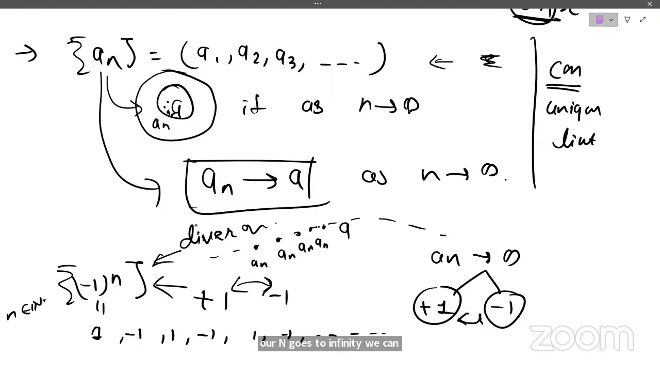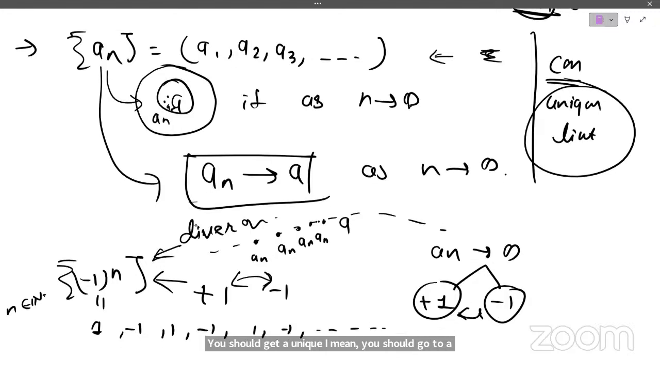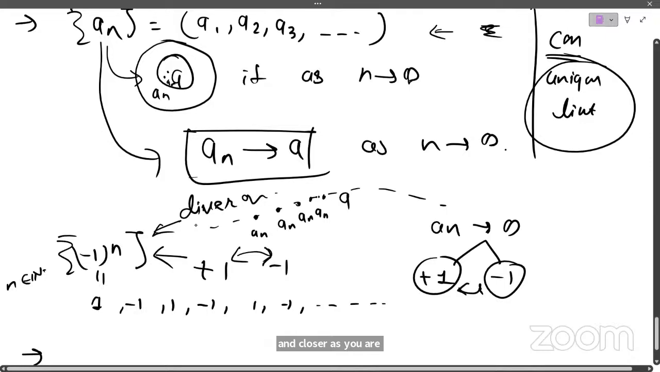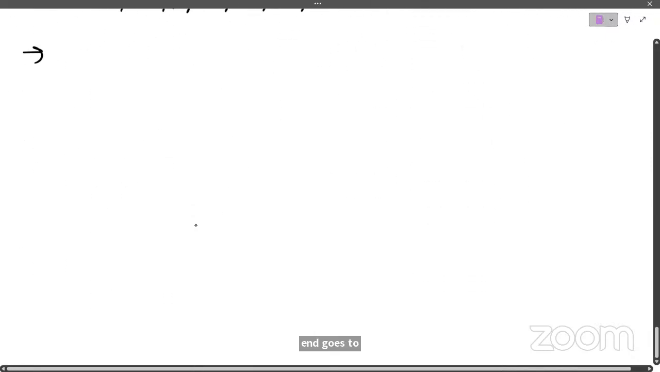So in that sense, also some people will say these are the limits. So just don't bother about it. You should get a unique limit. That's what I'm saying. I mean, you should go to a single point, much closer and closer as your n goes to infinity. Then it will be convergent and also have a limit, a unique limit. Okay. So this is for computation of sequence.